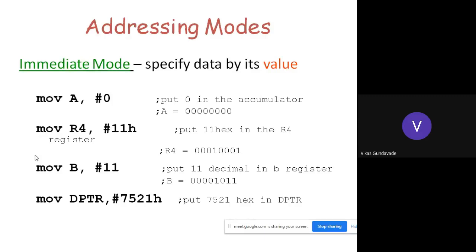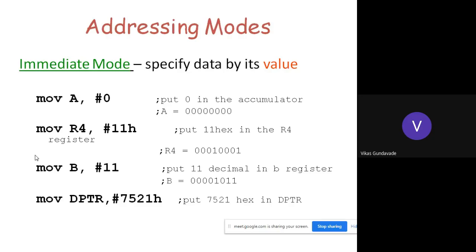So if the instruction is MOV B, #11 without the H, then 11 is considered a decimal value, and the conversion of decimal 11 into hex will be 0BH. Depending upon that, the microcontroller itself will convert that value into the hex value and it will be loaded into either the register or the memory.